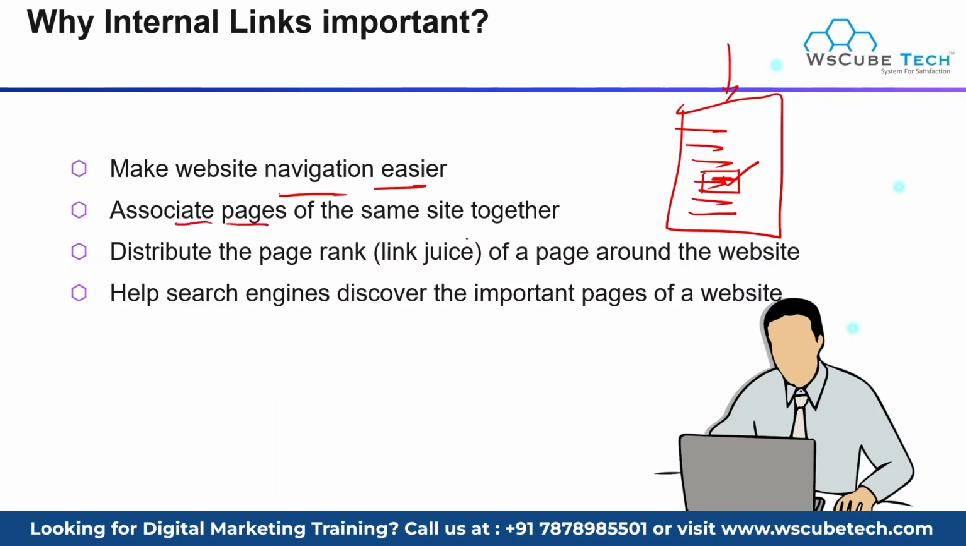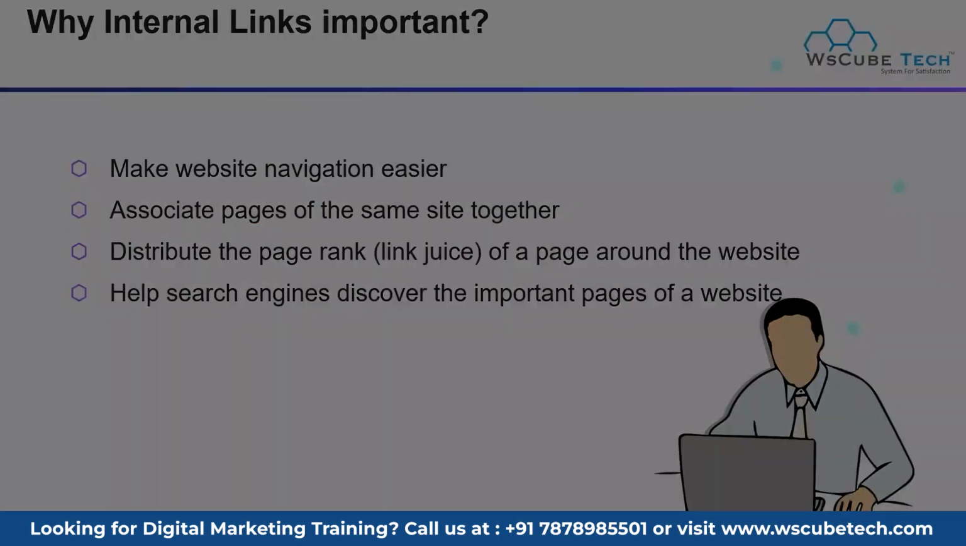Associate pages of the same site together. Just to make connectivity between these two pages, we are using an internal link here. Distribute your page rank, that is your link juice of the page, around the website. Help search engines discover the important pages of your website. For example, if your Google crawler can read the information of that page, and if you connect this particular page to another page, then your Google search crawler will also visit that page and crawl all the information of the other page. So that is also one of the important factors for doing internal linking here.